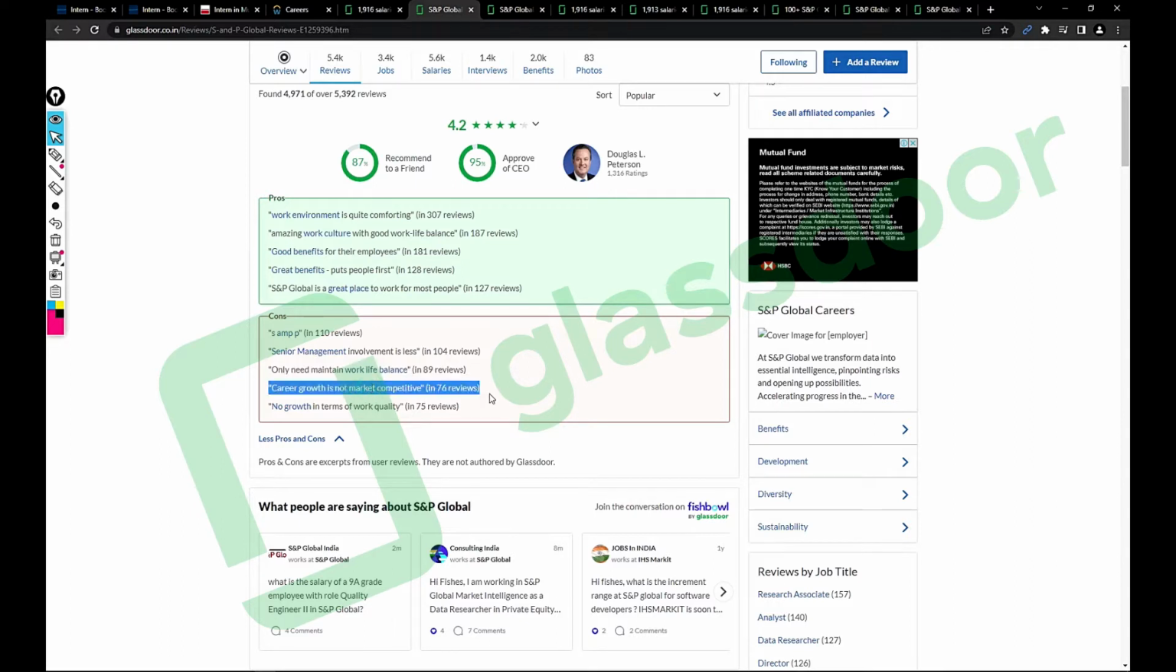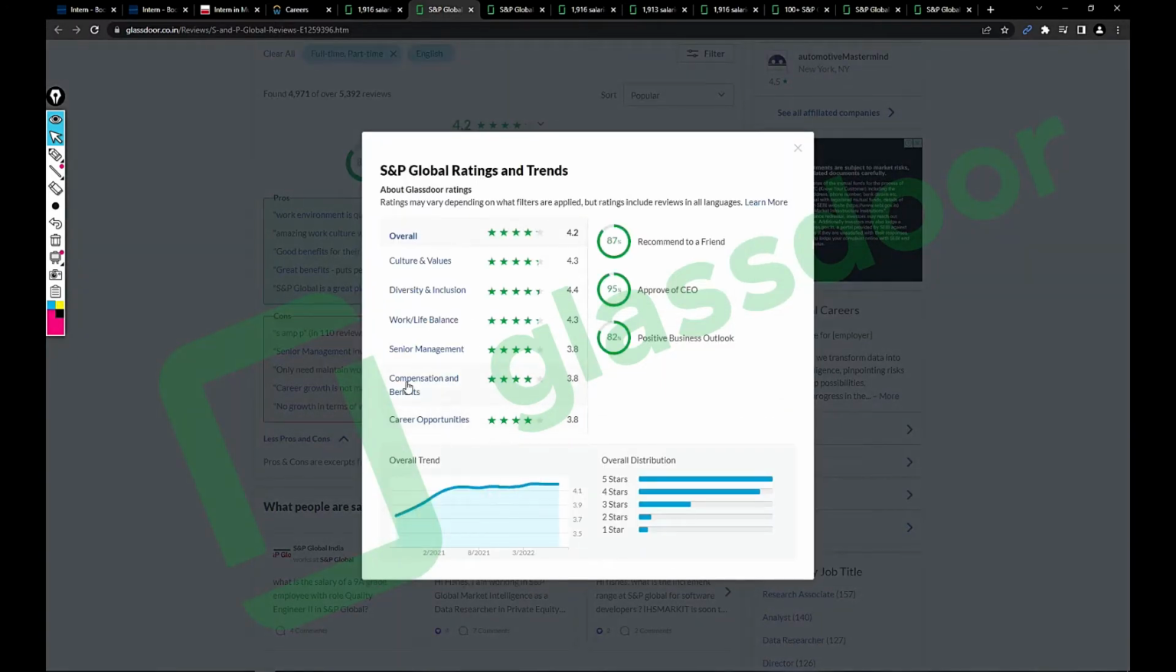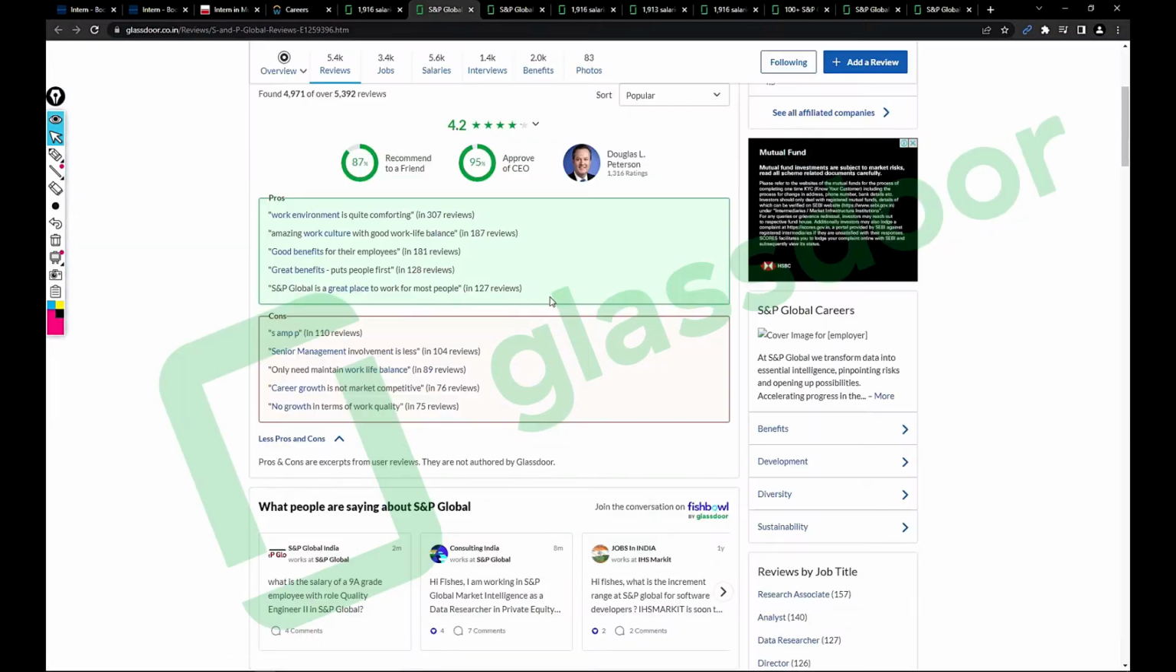Career growth is not market competitive. No growth in terms of work quality. So just these things: you wouldn't be getting more salary if you are not promoted, and if you want to be promoted, your manager should support you. All these three are interlinked one to one. So these are the reviews.